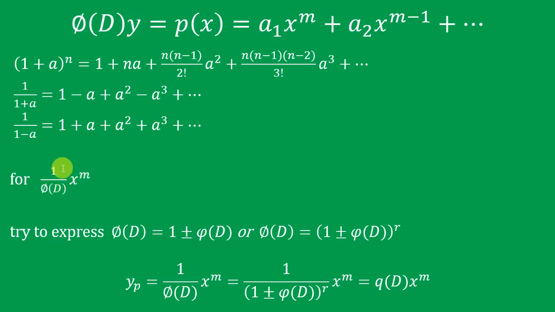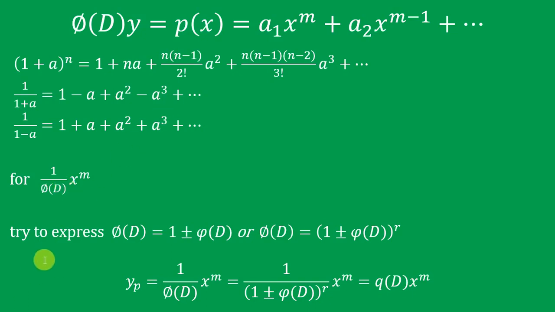Once we evaluate for this, then we can evaluate for a whole polynomial also, because this polynomial is nothing but a linear combination of such terms x raised to m, and 1 upon phi of D is a linear operator, because it is kind of integration, which is linear, so we can use it here.